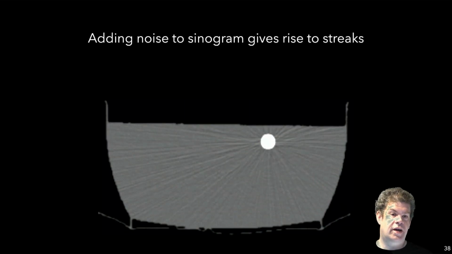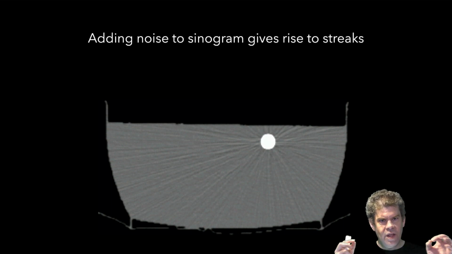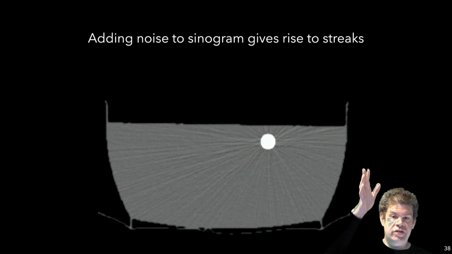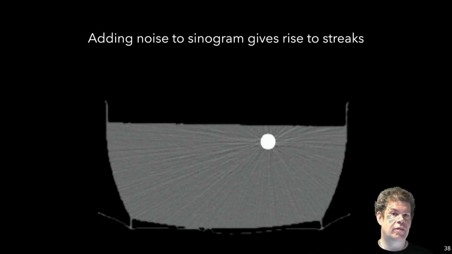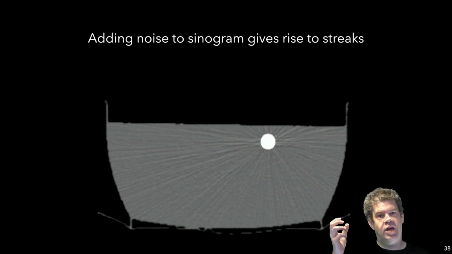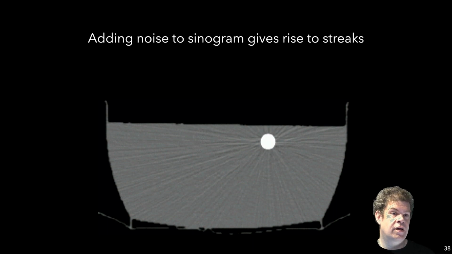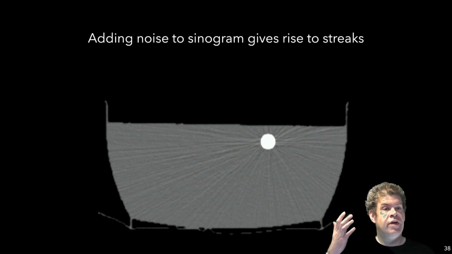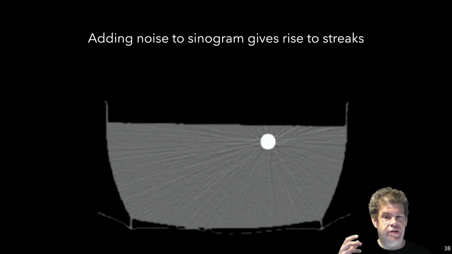So here's one artifact, and those are the streaks that I mentioned. You can see those streaks, and they've been pretty efficiently filtered out on the outside, but you still see them on the inside. That's what you get if you have a significant difference in density and not enough scans, or you have differences in the scans, for instance, noise. So this here is what you get if you just add noise to the sinogram.